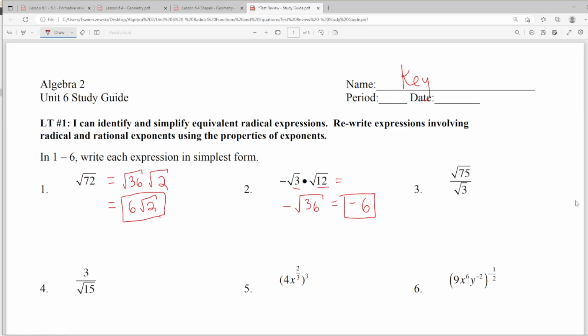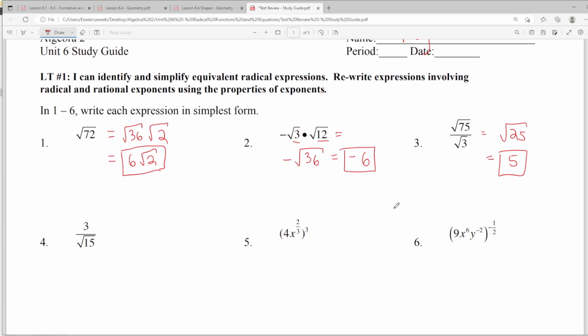Number 3 will be similar to number 2, except instead I will divide the radicands. And 75 divided by 3 is 25. Square root of 25 is 5.